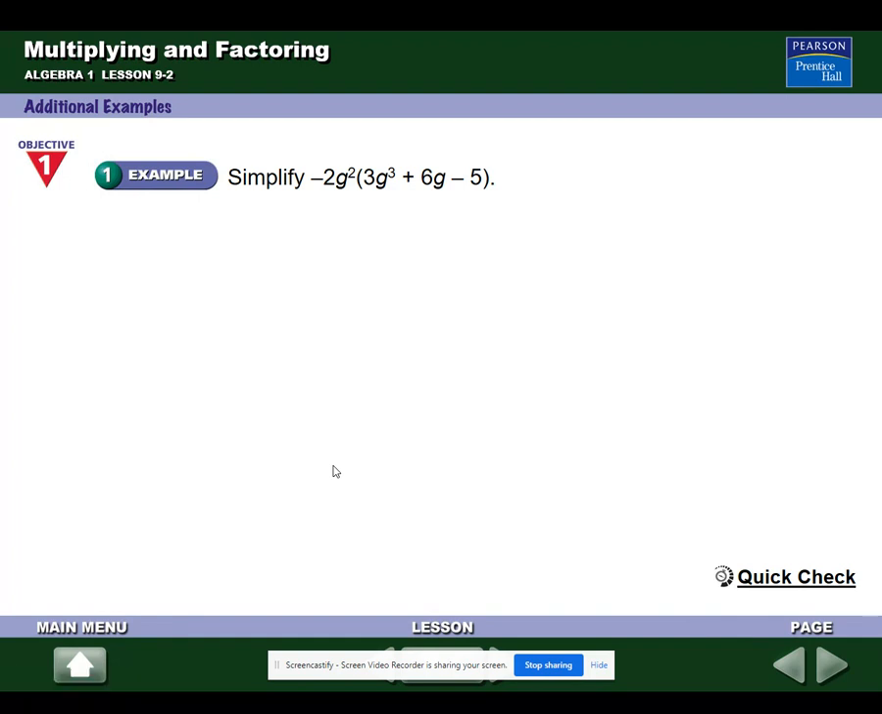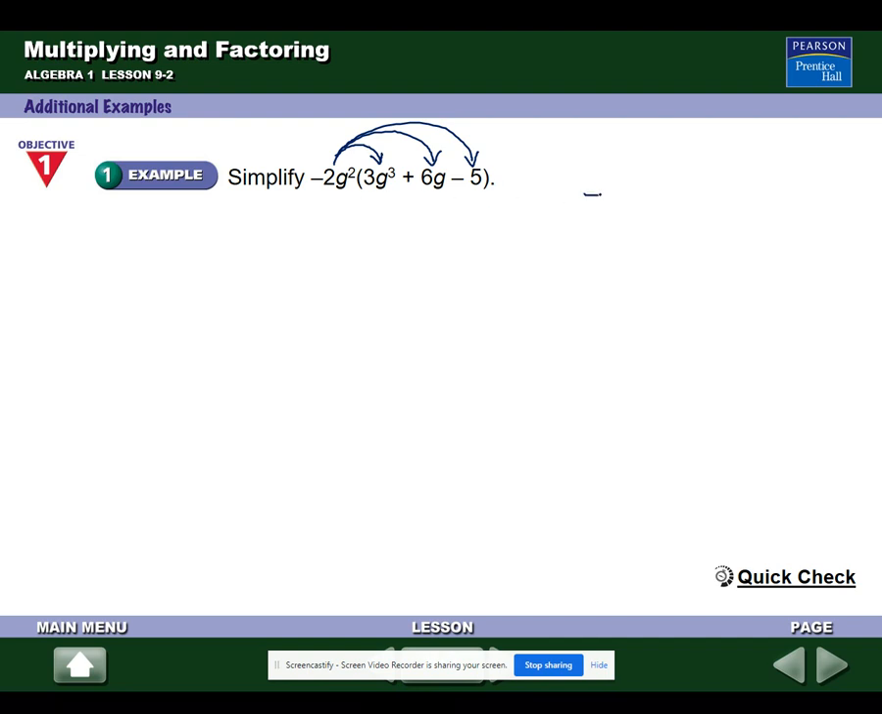The first one says to simplify, and again, this is going to be a distributive property problem. This is slightly more complicated than the one we just did, but the concept is the same. I'm going to multiply negative 2g squared into the parentheses and into each one of the terms in the parentheses. Right now, a little bit of a sidebar here.